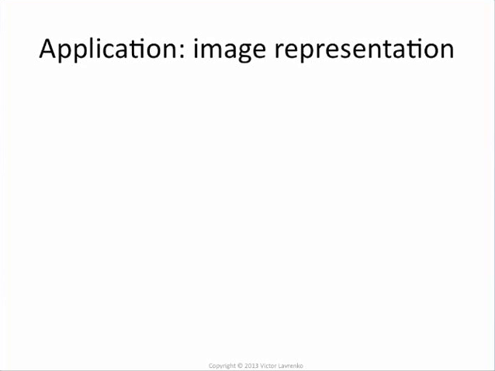Okay, so that was intrinsic evaluation of clustering. Can you evaluate clustering in and of itself? Now let's talk about how you could evaluate it extrinsically.